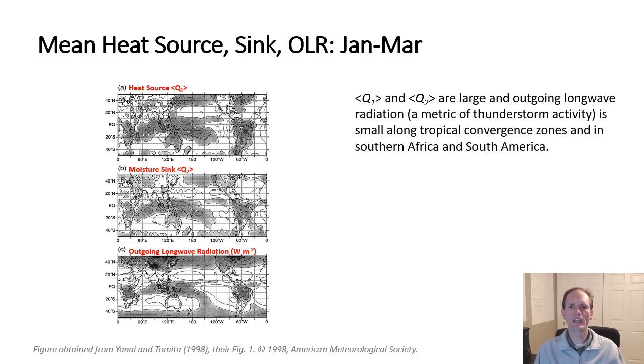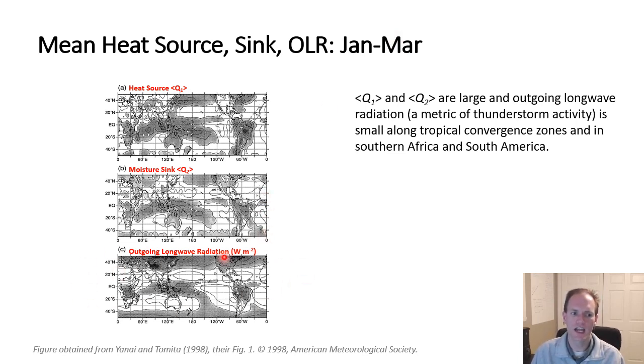So from here we can take archived data from models and from satellites to be able to look at how this heat source Q1 and this moisture sink Q2 vary spatially across the tropics and subtropics as well as throughout the year. And this depiction here is for the January through March period, so the southern hemisphere summertime.